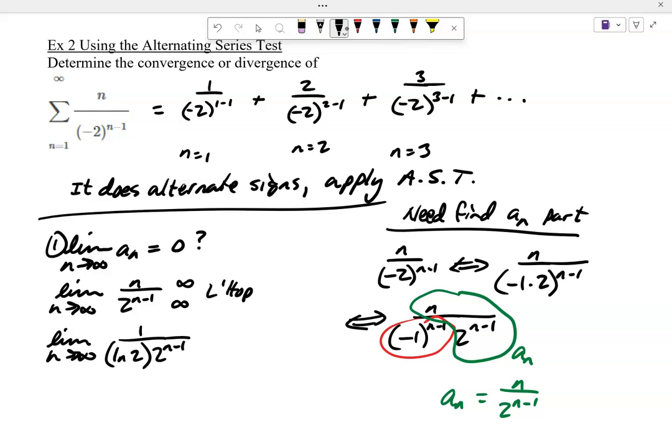Now I run this to infinity. I throw the infinity in, so I got 2 to the infinity on the bottom. So I got 1 over infinity, which is, sure enough, 0. That works. So the first condition is met.